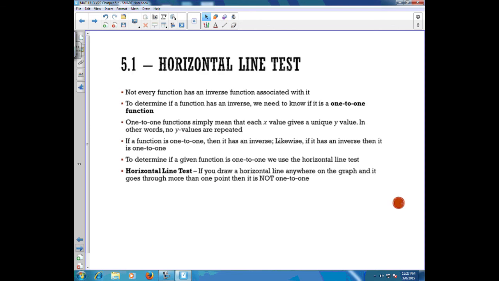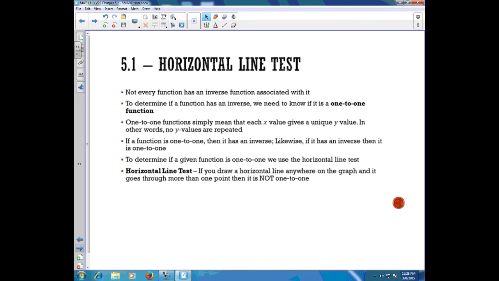So not every function is going to have an inverse that's associated with it. To determine if a function has an inverse, we have to determine if it's what's called a one-to-one function. A one-to-one function simply means that every x value gives you a unique y value. So each different x value gives you a different y value. No y values are repeated. So if a function is one-to-one, then it has an inverse. Likewise, if it has an inverse, then it's one-to-one. If we know one of the things, we know the other one.